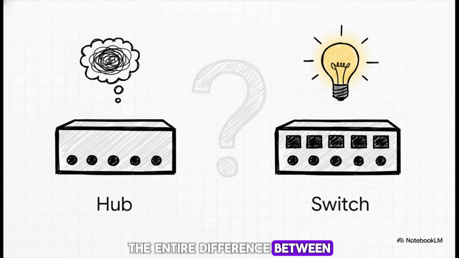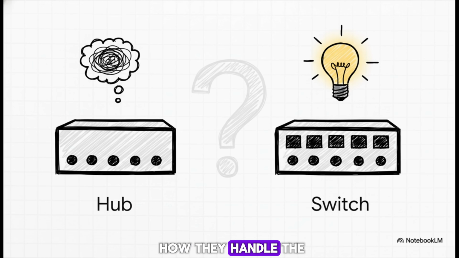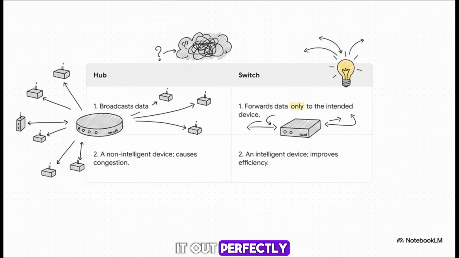So before we even look at the table, let's get the key concept down. The entire difference between these two boils down to one thing: intelligence. It's all about how they handle the data that comes in. One is smart, and the other, well, not so much. And this just lays it out perfectly. A hub is basically a loudmouth. It gets a piece of data and just shouts it out to every single device connected to it. Super inefficient, right? A switch, on the other hand, is intelligent. It's like a whisper. It knows exactly where the data needs to go and sends it only to that one specific device. So yeah, one is a dumb broadcaster, the other is a smart forwarder.